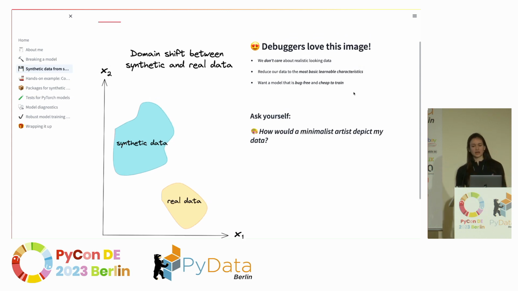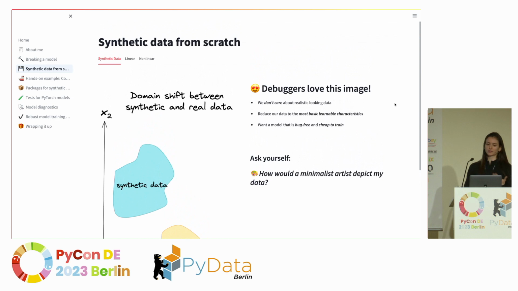We don't really care about realistic-looking data. We just want to reduce our data to the most basic learnable characteristics. And if we have a domain shift occurring between the synthetic data and real data, we actually don't care about this. So one of the main questions I like to ask myself when I'm creating synthetic data only for debugging is, how would a minimalist artist depict my data?